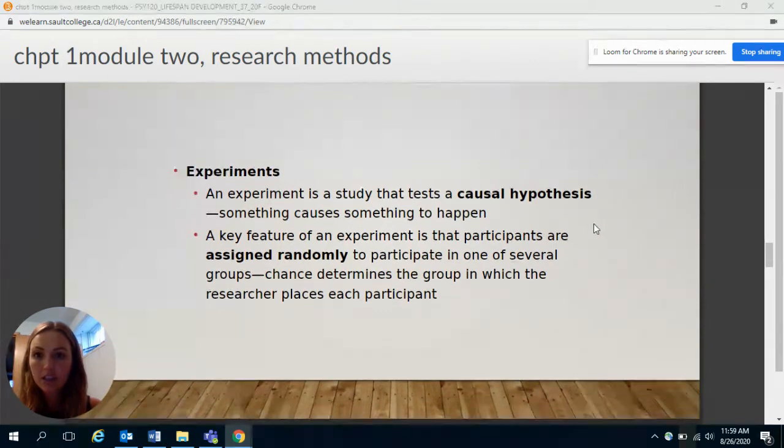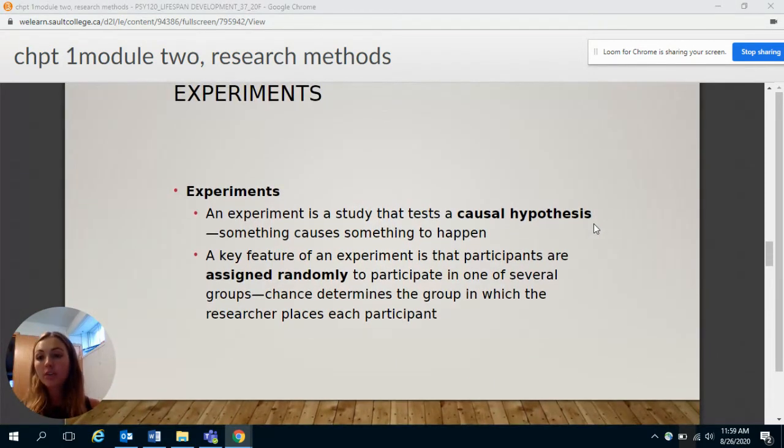All right. So in order to explore causation, a researcher would use an experiment. An experiment is a study that usually tests a hypothesis to see if something is going to happen. A key feature of an experiment is that participants are assigned randomly to one of several groups. So chance determines which group the researcher places each participant in.